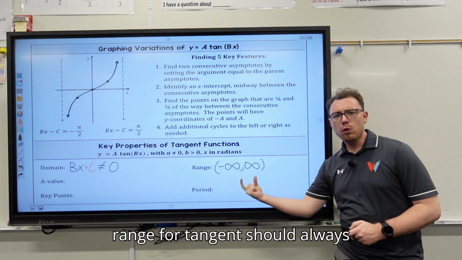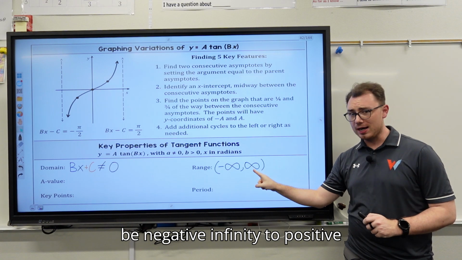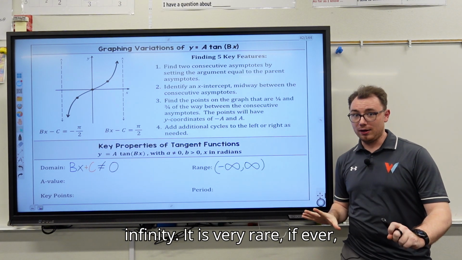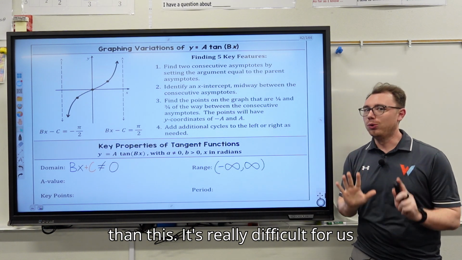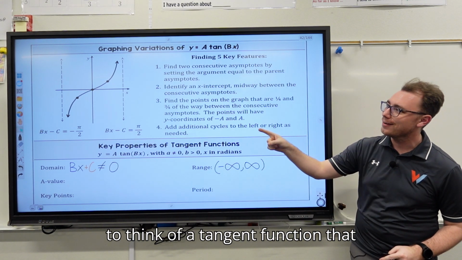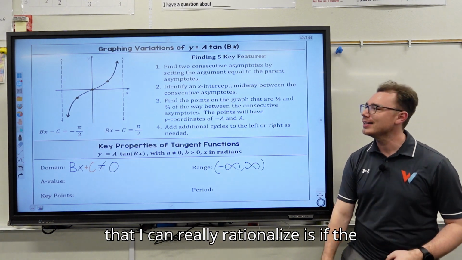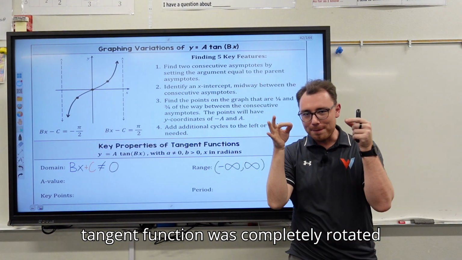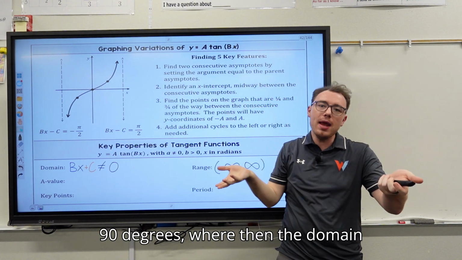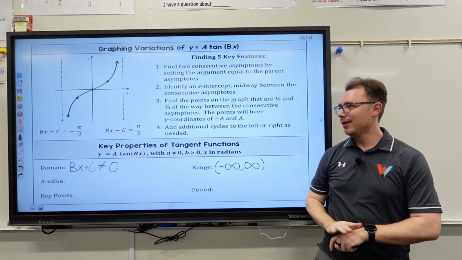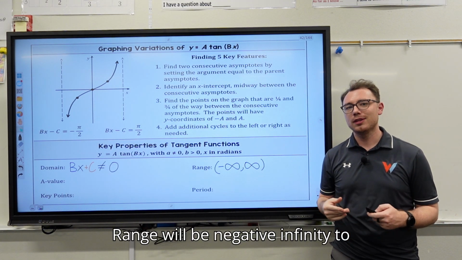Our range for tangent should always be negative infinity to positive infinity. It is very rare, if ever, we will have a range that is different than this. It's really difficult for us to think of a tangent function that wouldn't have this here. The only thing that I can really rationalize is if the tangent function was completely rotated 90 degrees, where then the domain would be positive to negative infinity. But really, for all of our tangent of x's, range will be negative infinity to positive infinity.